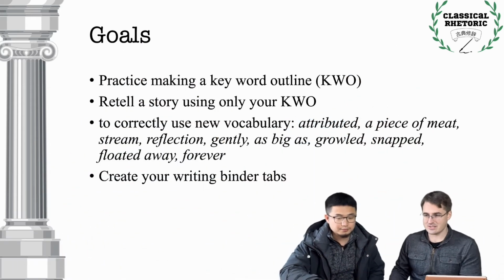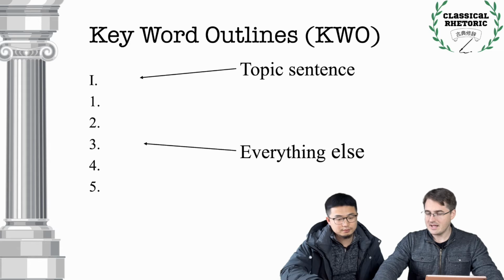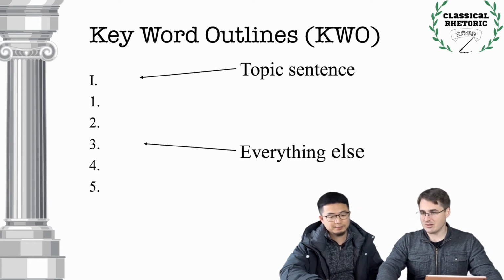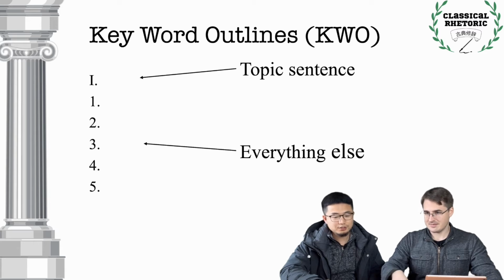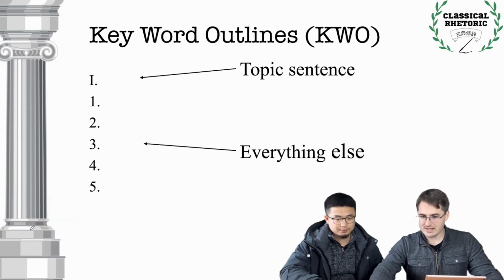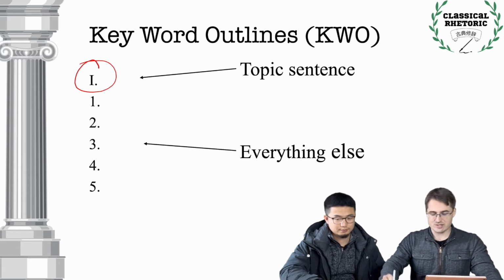Okay, class, so let's go to our first goal, making a keyword outline. This is what a keyword outline will look like. You can see right here is the letter I at the top. Let me circle some things for you. This letter I is the Roman numeral 1, and that will always be your topic sentence.